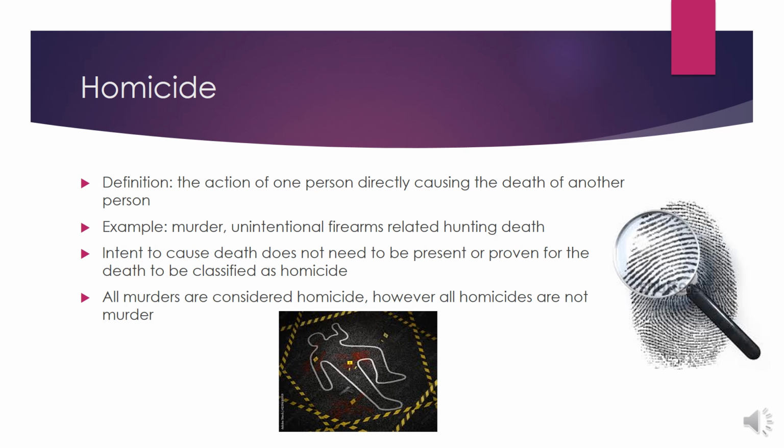Homicide is defined as the actions of one person that directly cause another person to die. 2 examples of homicide are murder and a firearms-related hunting death that is unintentional. If a death is classified as homicide, there does not have to be proven intent to cause death. All murders are classified as homicide, but not all homicides are murder.